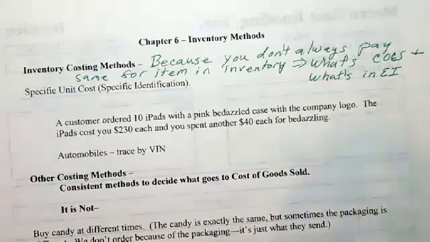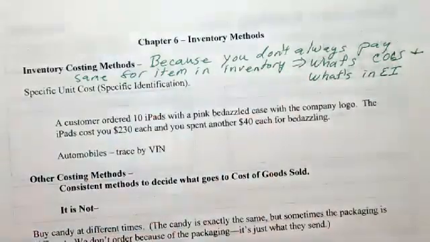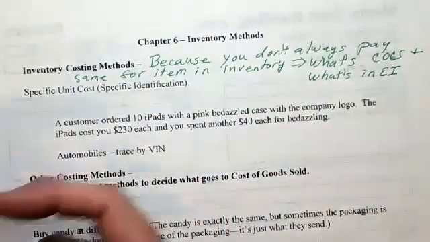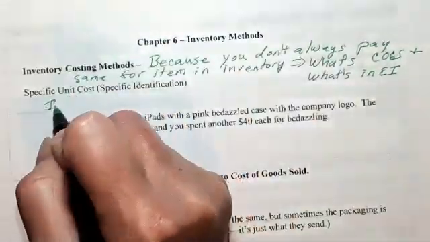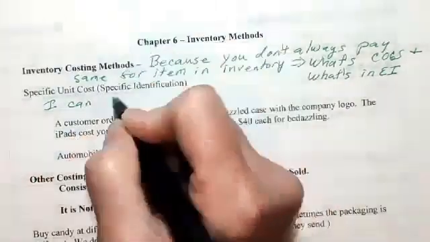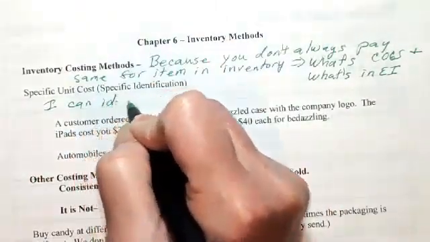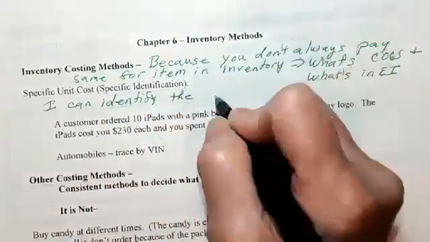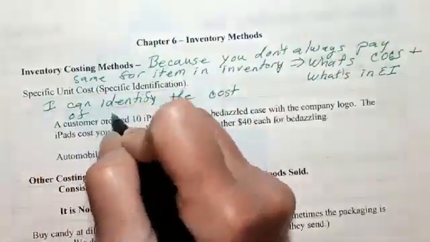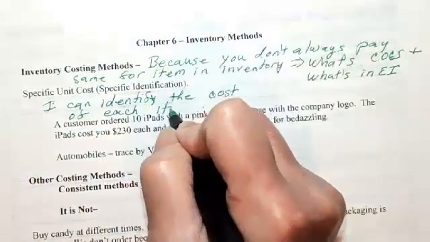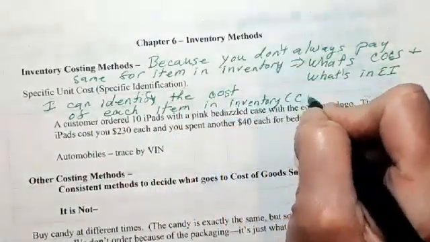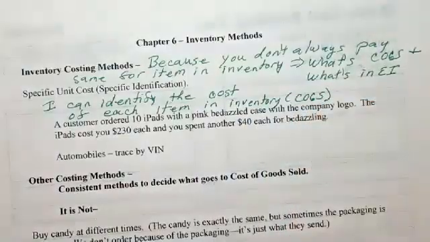The way we've done it so far, though we really haven't talked about it, is a specific unit cost, which means I can identify, that's why it's called specific identification, the cost of each thing in my inventory. And if it's in your inventory, that's also cost of goods sold.